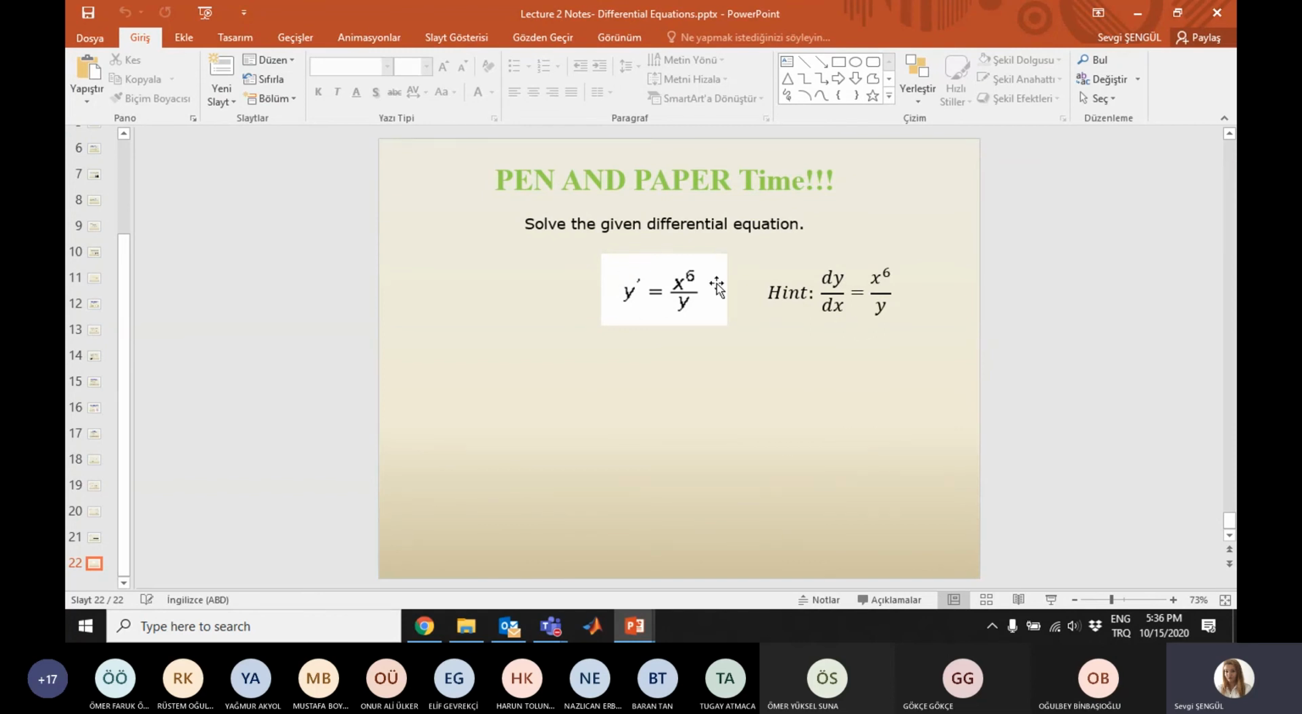Again, as a hint, for the left-hand side, if it is given like that, you can write your dependent variable in terms of the independent one as dy dx. And for the cross multiplication, y dy equals x to the 6 dx. Take the integral of each side: y squared over 2 equals x to the 7 over 7 plus c, right? That's it. And you can solve for y, or you can leave this implicitly as you wish.